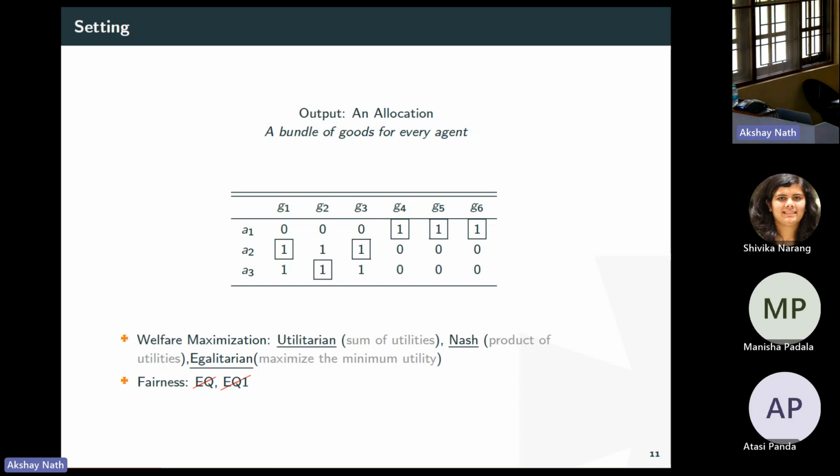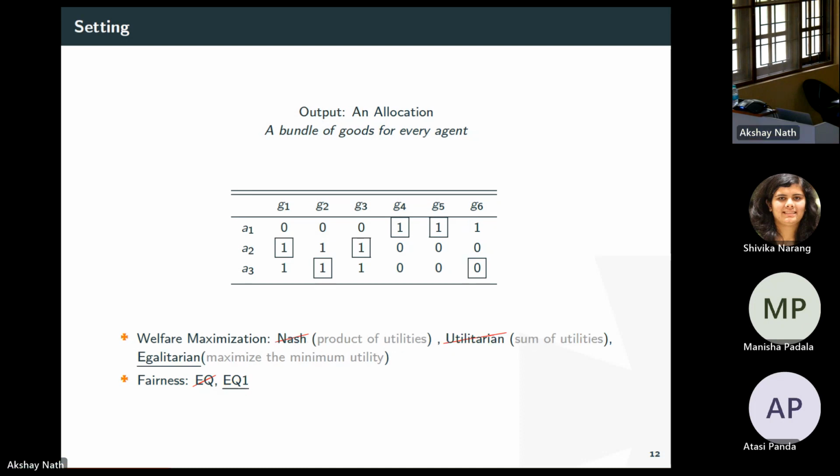So what do we do to achieve EQ1 in this setting? Let's give G6 to A3. Then it becomes EQ1, right? We can see. But in the process, what did we do? We lost some welfare, right? Now this allocation is no longer Nash, it is no longer utilitarian, although it does maximize the minimum utility, but we lose out on some welfare notions.